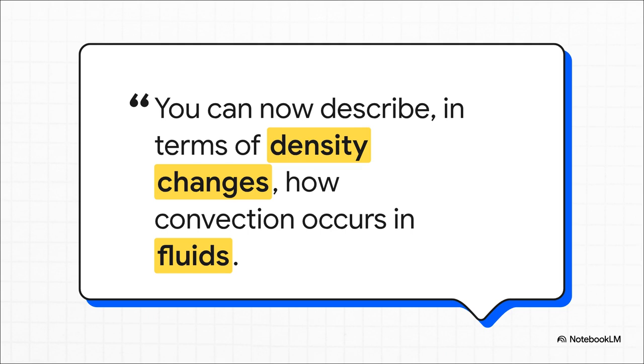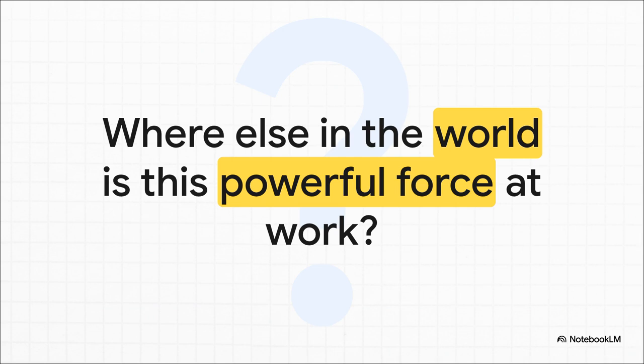So let's go all the way back to our original goal. It was all about explaining convection using density changes. And now you can totally do that. You know that heating a fluid makes it less dense, so it rises. And you know cooling a fluid makes it more dense, so it sinks. That simple up and down movement is the heart of it all. Mastery achieved. So you've cracked the code of convection in ovens, rooms, and water heaters.